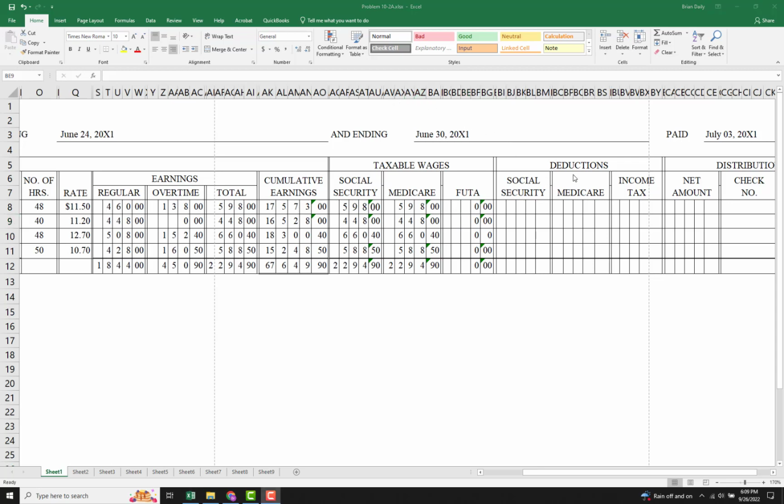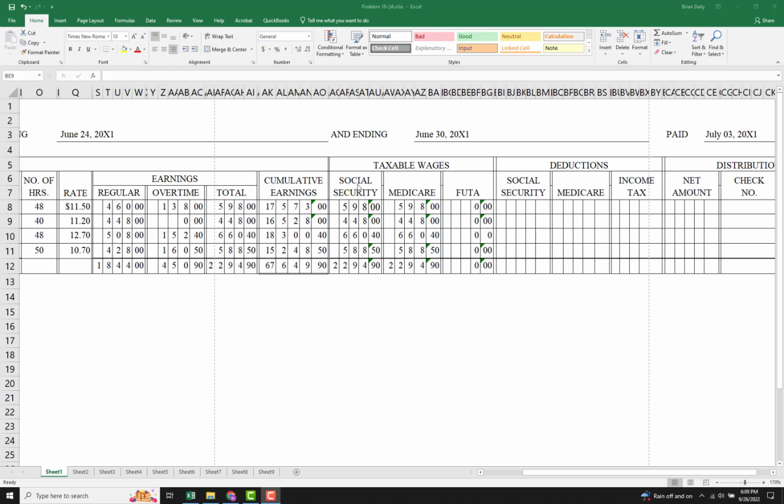All right, the next area of the payroll register form is looking at deductions from the employee's paycheck. And we have 3 columns here: Social Security, Medicare, and income tax. And that's going to be our federal income tax. We'll look at them one at a time. So our Social Security tax.